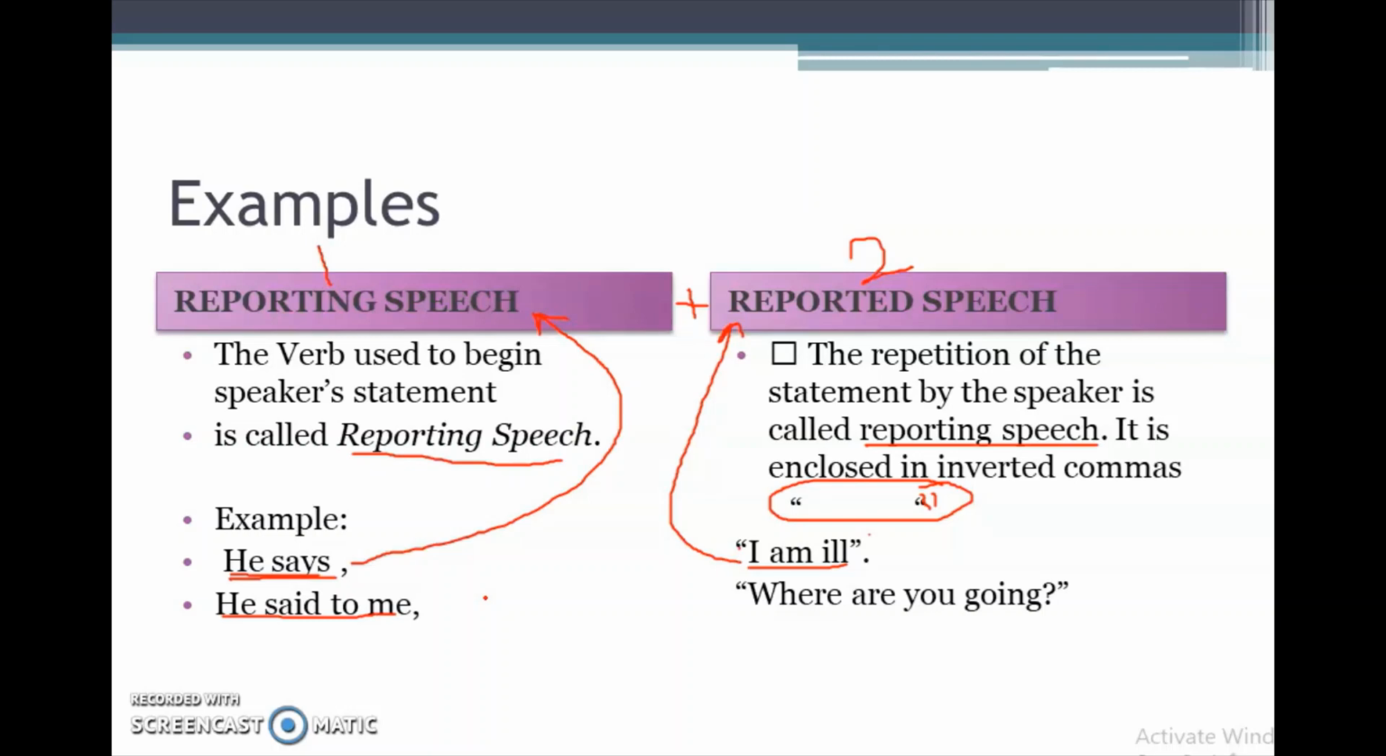So students, you must know the difference between reporting speech and reported speech, as all the rules are based on these two parts. If you change a sentence from direct narration into indirect, you must know these two parts of the sentence. I hope you have got this point, and you know the difference between reporting speech and reported speech. These two parts combine to form a sentence in indirect speech.